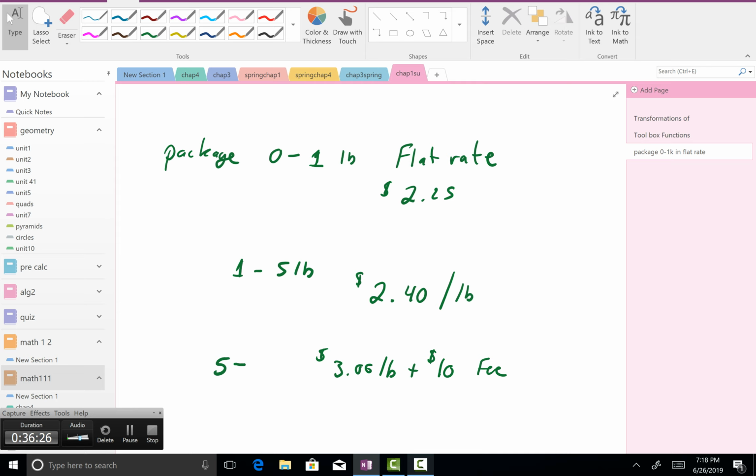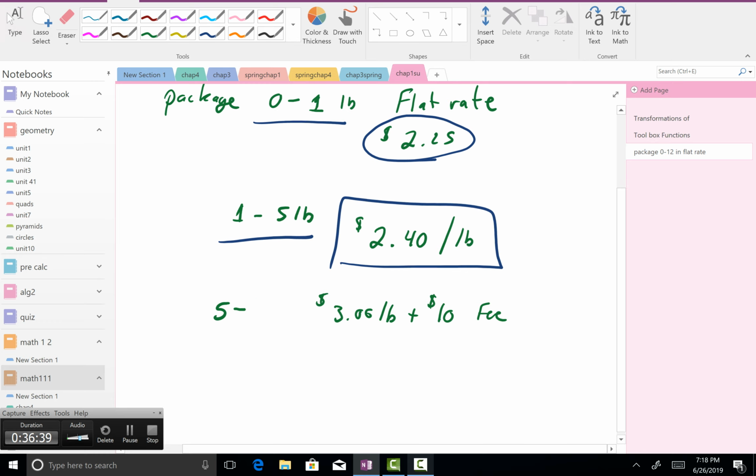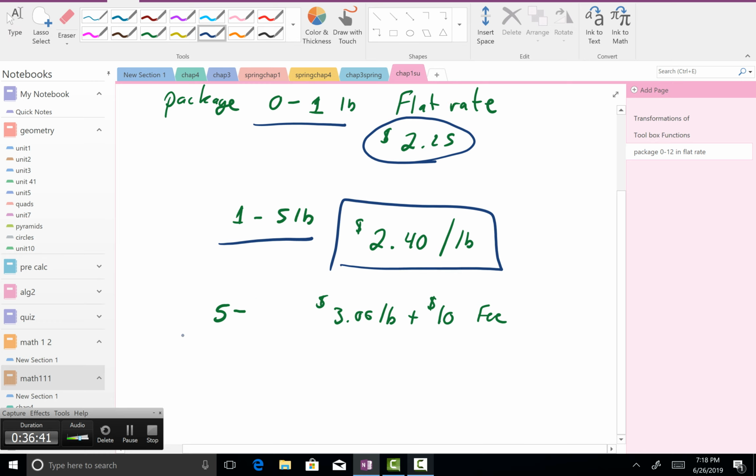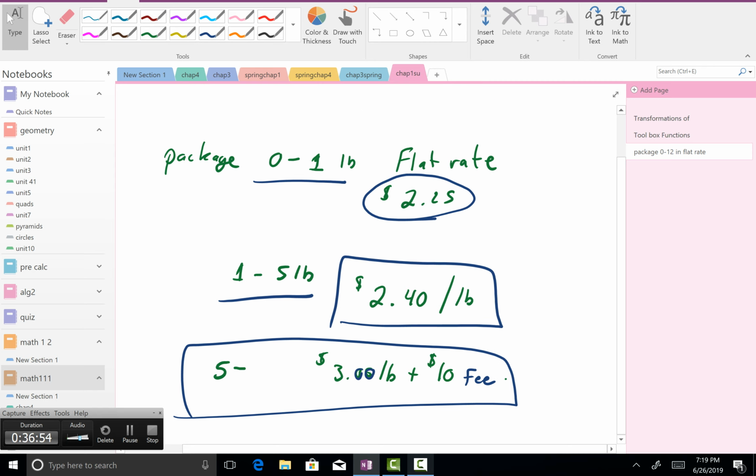So it's a $2.25 flat rate for 0 to 1, including one, sorry. Then from 1 to 5, $2.40 a pound, and then above 5, $3 plus that fee. So it does include this number, so I'll just put a little box around it so you know that it includes that number. See if you can write a piecewise for that.